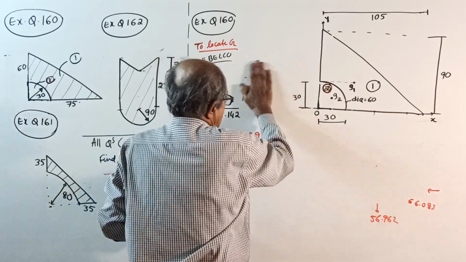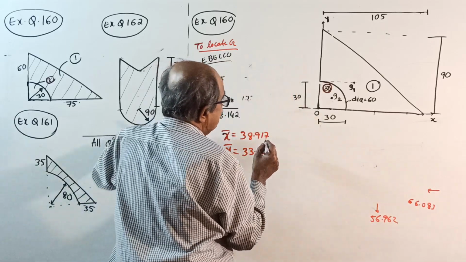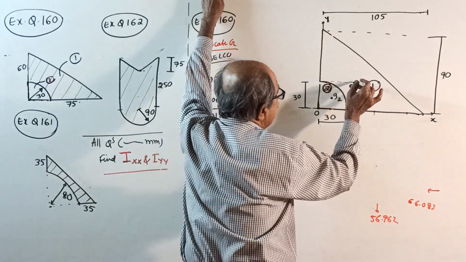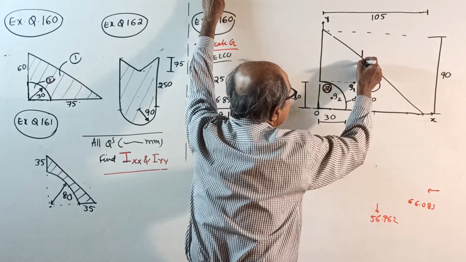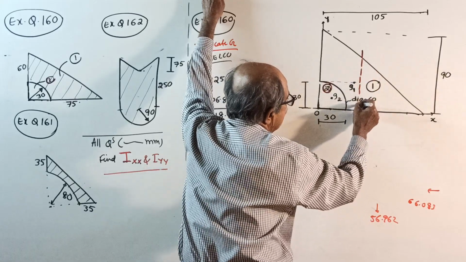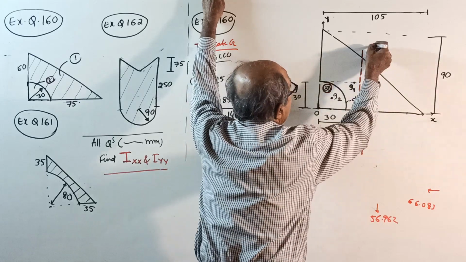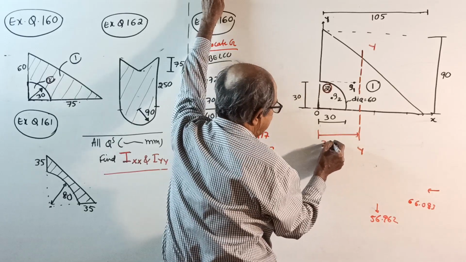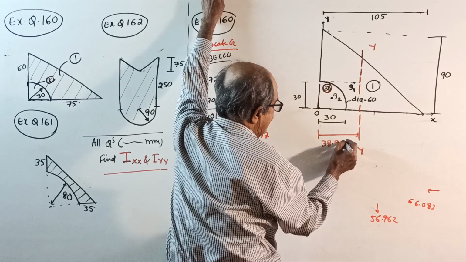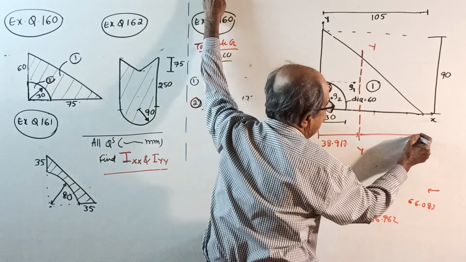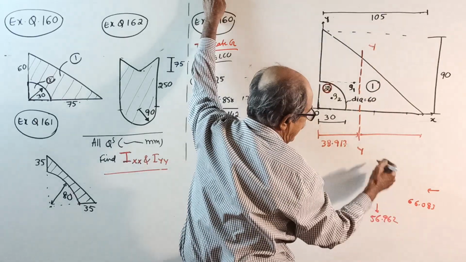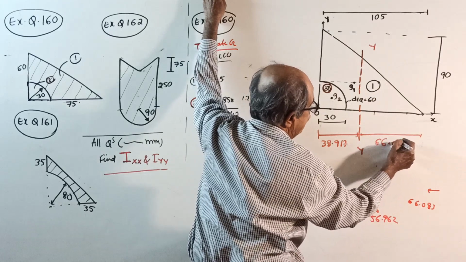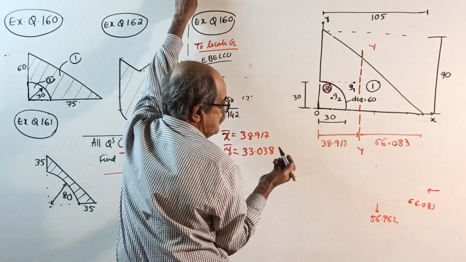I'll remove this one now. X bar, how much you got? 38.917. Just now I told from here to here is 35, so slightly after the centroid. See, this is the YY axis. From here, 38.917. Then from that side it will be total 105 subtract, 66.083. I change the pen.